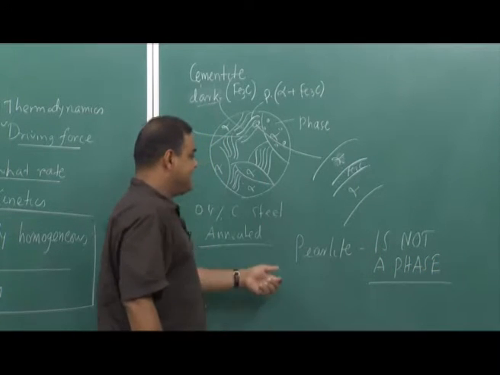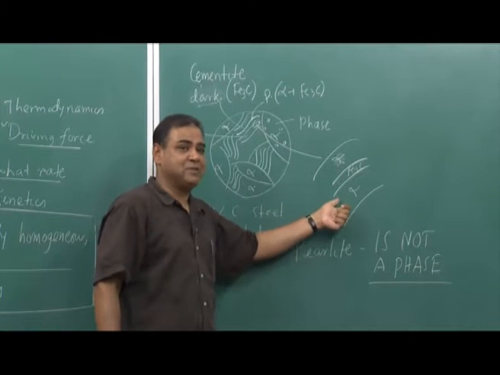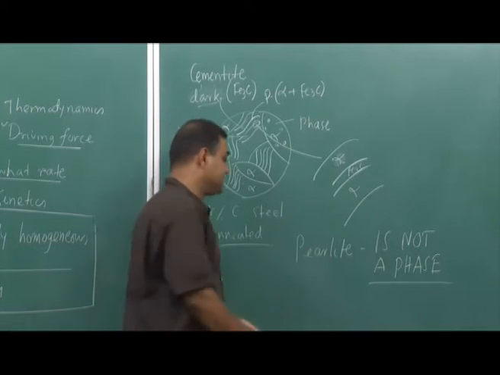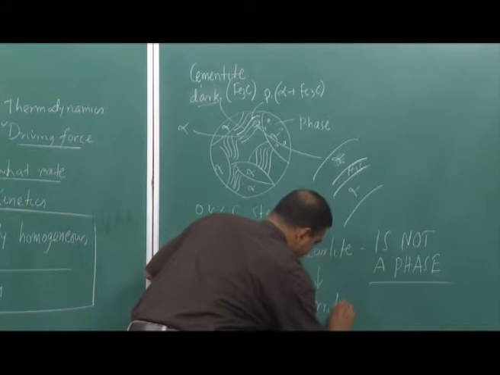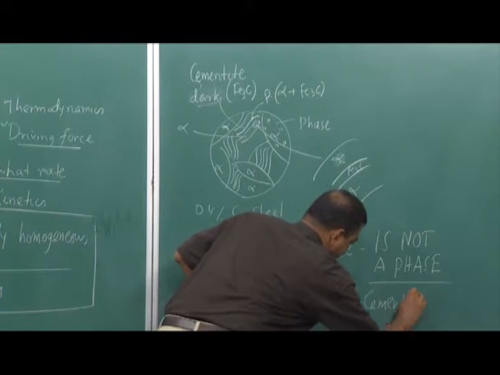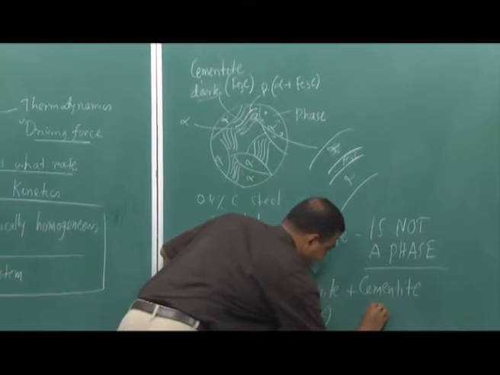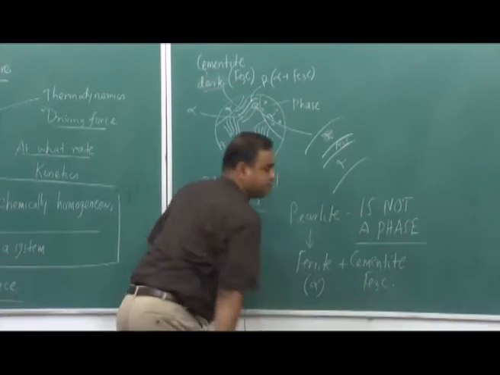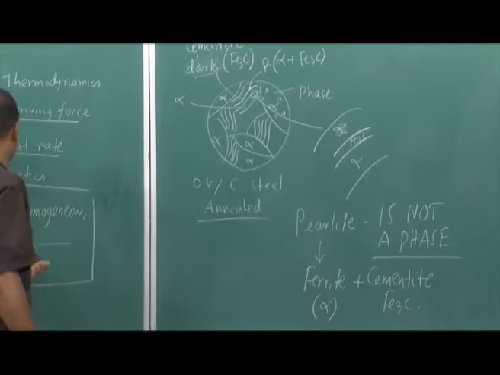because it is not one distinct part, rather it has two distinct parts, and those two things are ferrite and cementite, and this ferrite is called alpha and cementite is Fe3C. So, it is a phase mixture. So, now we understand what a phase is.